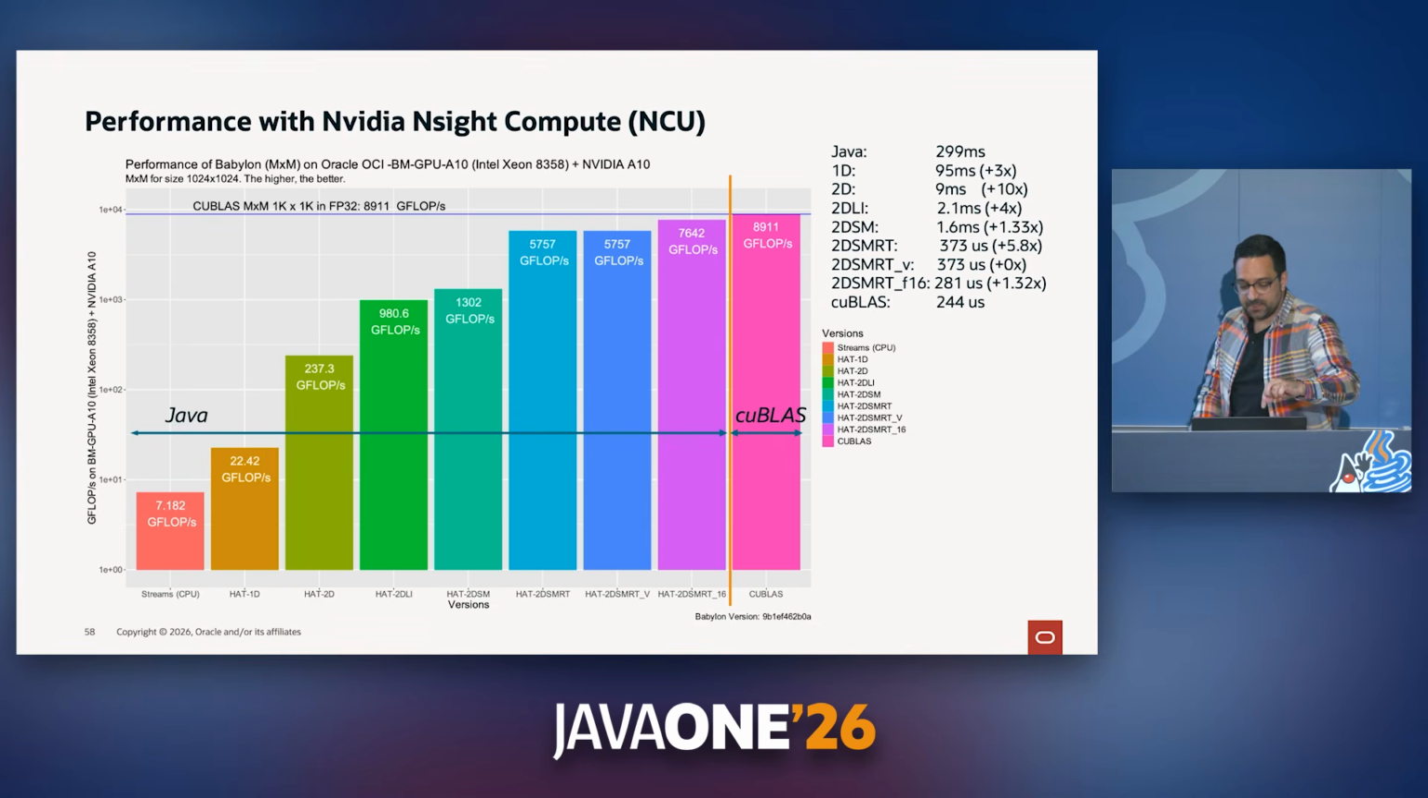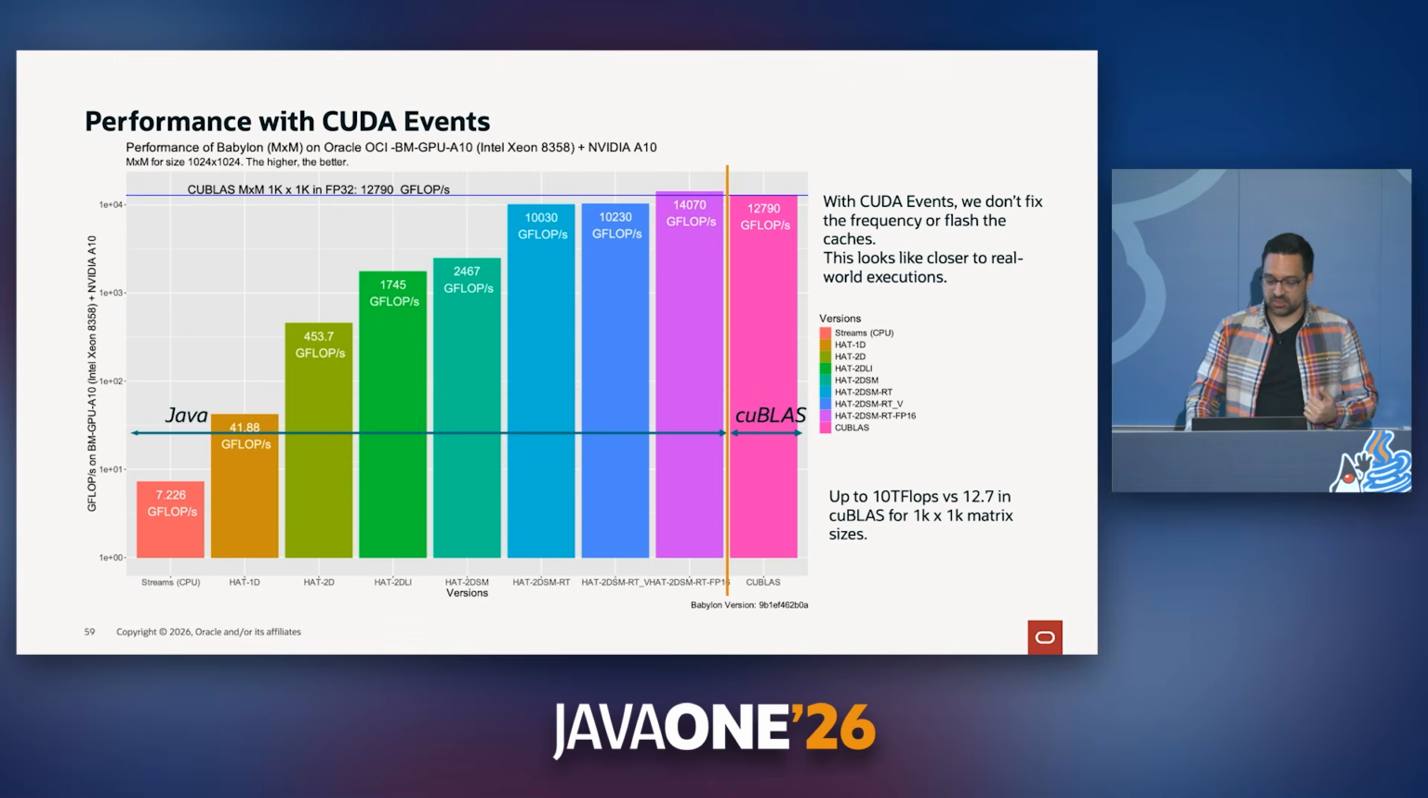Now, we ran this with the NVIDIA NCU profiler. And this is an extremely good tool if you want to compare different versions. But what it does is lock the frequency of the GPU and flush the caches every time in order to measure properly. But what if we don't do that? We use instead the CUDA event, so we don't flush the caches, we don't set the frequency. What we get is a bit higher performance.